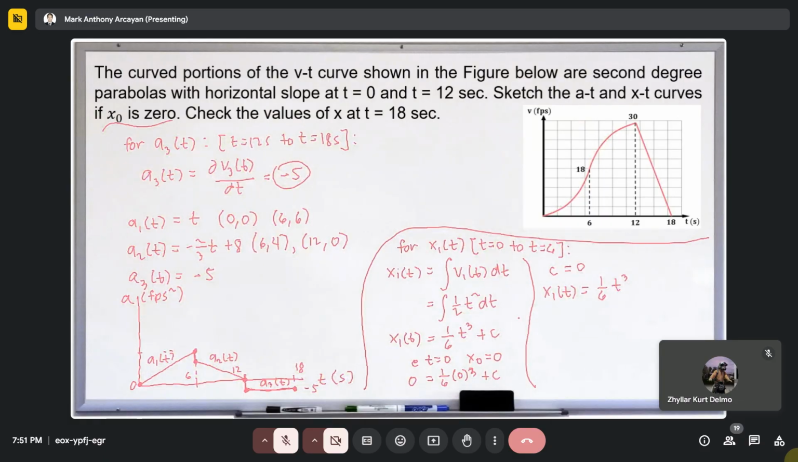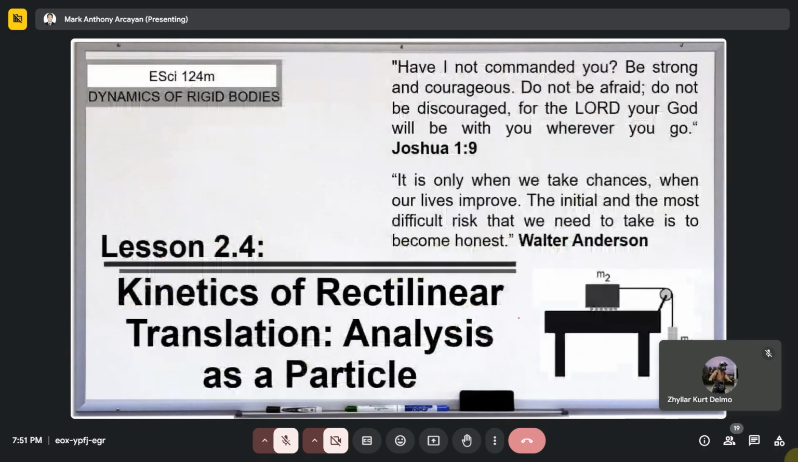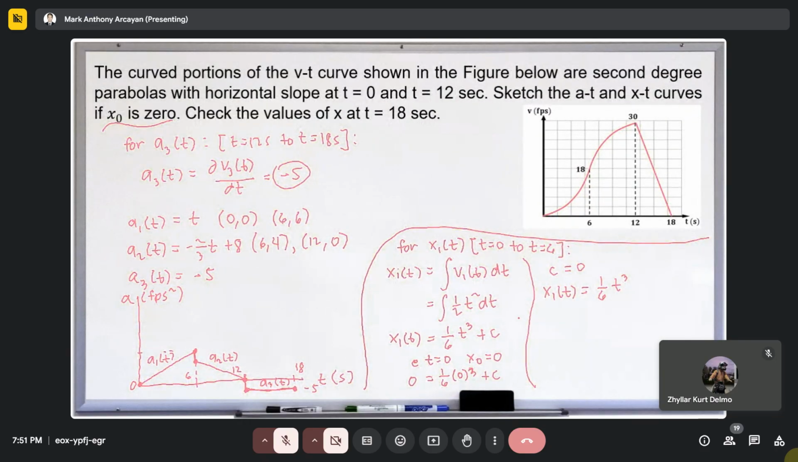Okay. Next, we will proceed to the second time interval, that is from 6 to 12. Since we don't have enough slide, let me first add an extra slide for this problem.